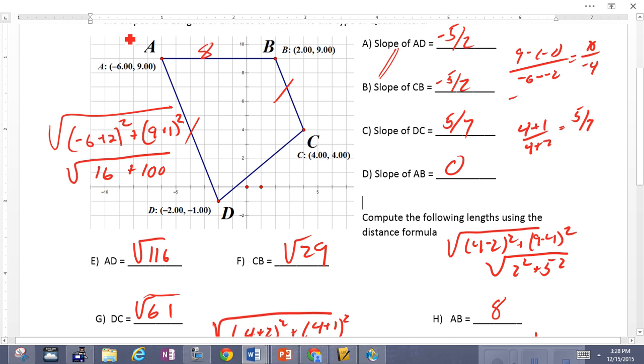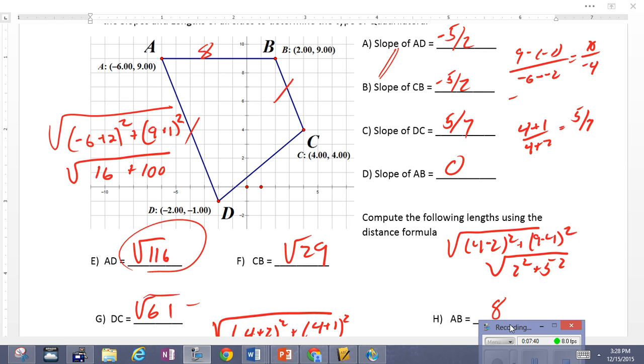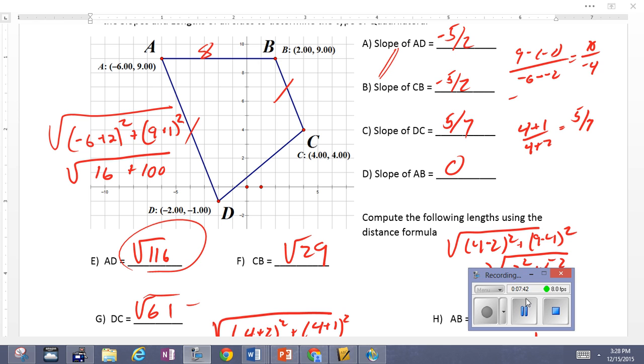A little lengthy at times, but just fine-tune your skills with your distance formula and your slope measurements. And remember, in terms of our comparison, we didn't need to get a decimal value. You can just leave them as a radical, and obviously you'll see if you have equal lengths, whether you take the root of those or not. So that'll do it. And good luck with these exercises tomorrow.